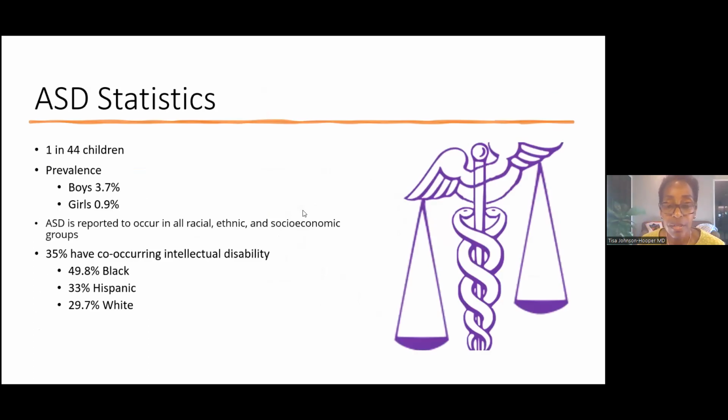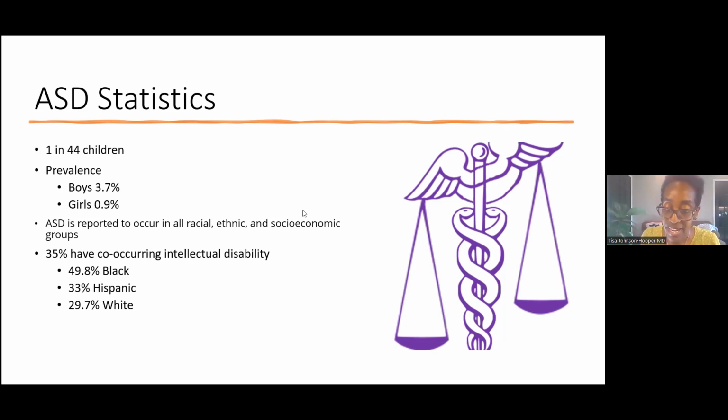So the CDC monitors the prevalence of autism through the Autism and Developmental Disabilities Monitoring Network. The CDC estimates 1 in 44 8-year-old children have been identified with autism. Of the children with autism, 3.7% are boys and 0.9% are girls, meaning boys are 4 times as likely to be identified with autism than girls.